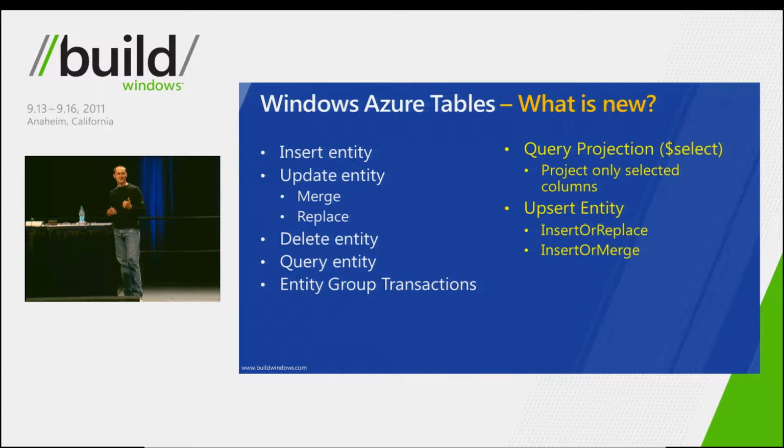And then upsert allows you to basically send a single request to the storage service. And with that single request, you can say, insert this entity if it doesn't exist, or update it if it does exist. And we didn't have that support before either.